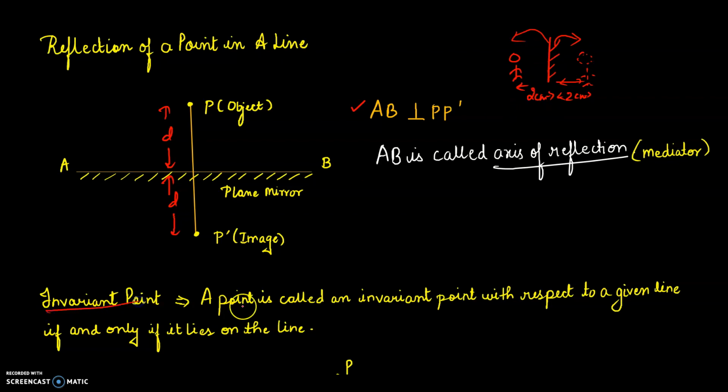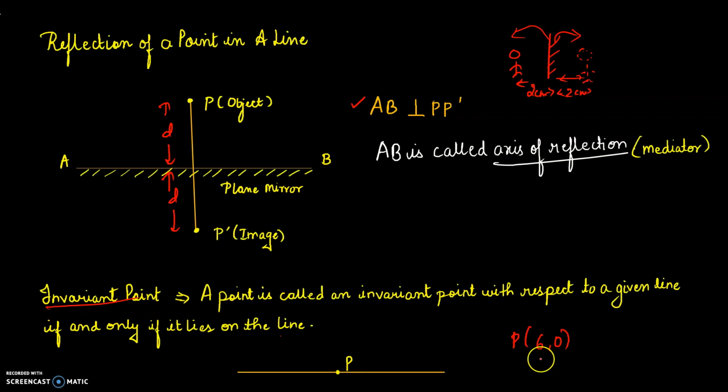Now invariant point. A point is called an invariant point with respect to a given line if and only if it lies on the line. Now if I take a point P 6, 0, I'll get its image in the same point. That is P dash will be same as P. The image of P is P itself. This is what is called an invariant point.